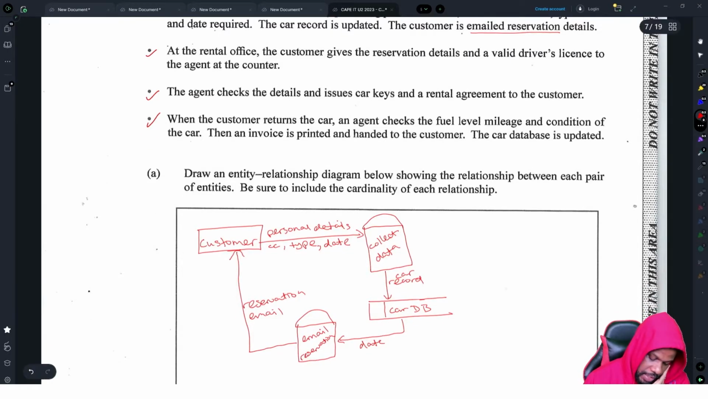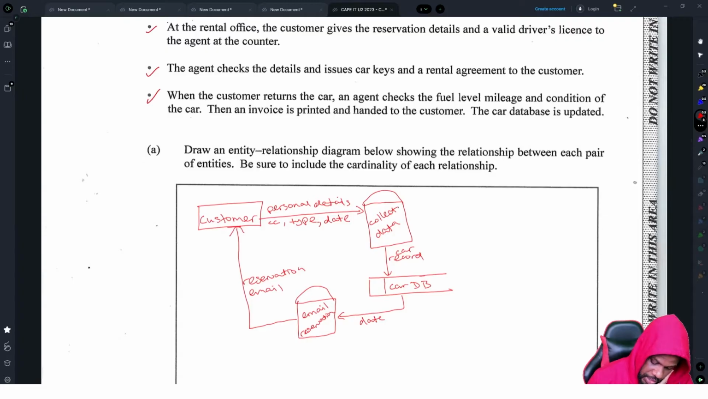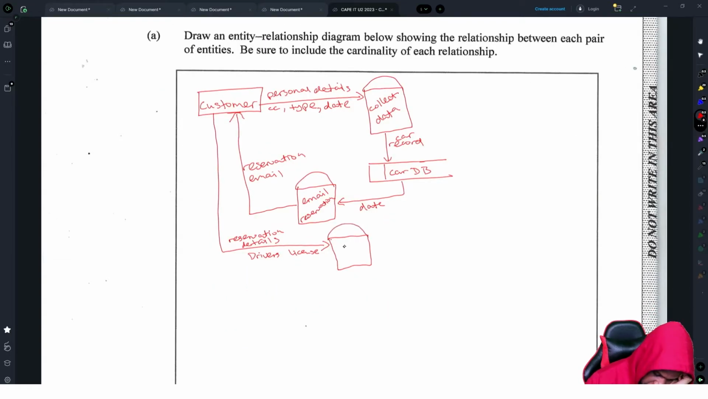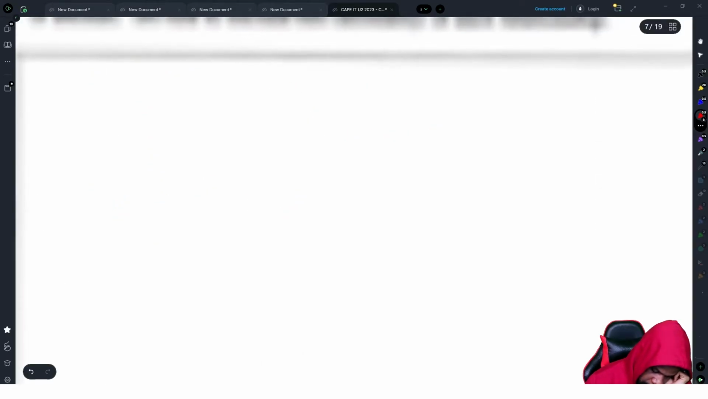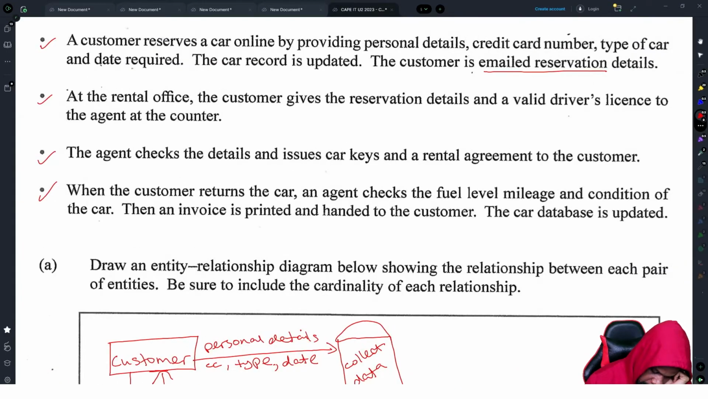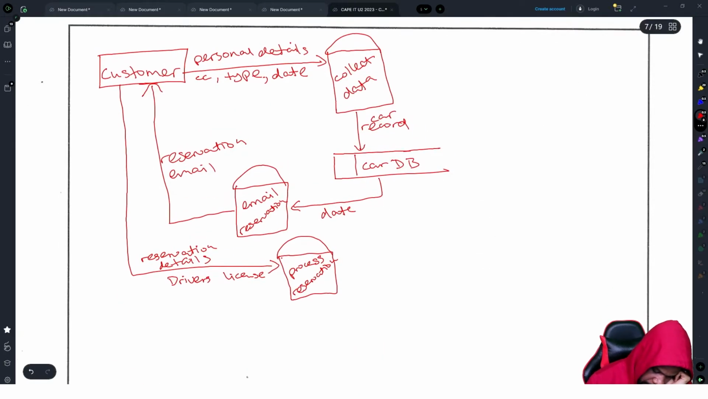So at the rental office, the customer gives the reservation details and a valid driver's license to the agent at the counter. So the same customer now is going to give reservation details and driver's license to the agent at the counter. What are we naming this process? Process reservation, right? So when you say process reservation, what do you mean? You're going to process the reservation, and the agent checks the details and issues car keys and rental agreement to the customer. So I guess we'll just send it back.